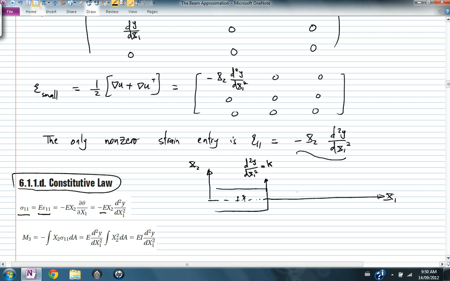And it is a function of x2. So this is sigma 11, and the same with epsilon 11. This is how epsilon 11 and sigma 11 change on that cross section area. And this triangular shape of the stress and the strain, the reason why we're able to draw the stress and the strain in such a triangular shape is because of the very restrictive deformation assumption that we assumed, which is that plane sections remain plane and perpendicular to the neutral axis after deformation.